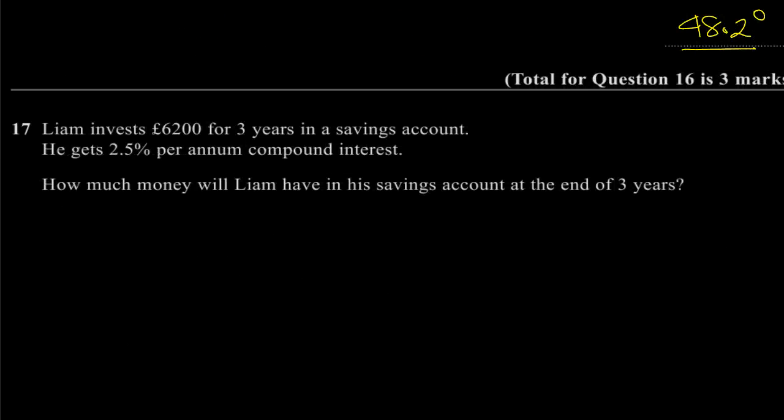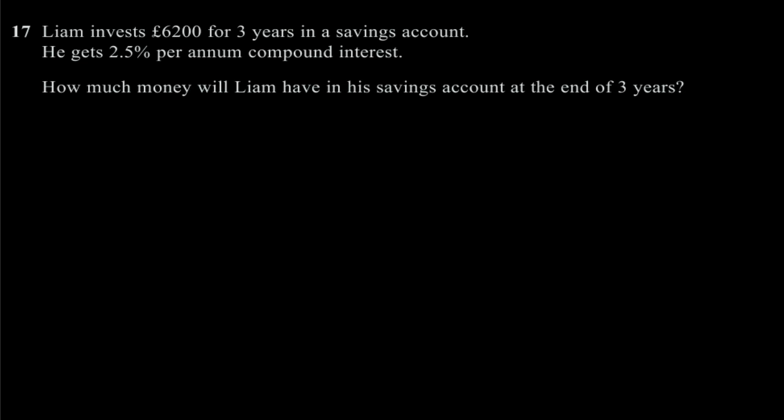Okay, number 17. Liam invests £6,200 for 3 years in a savings account. He gets 2.5% per annum compound interest. How much money will Liam have in his savings account at the end of 3 years?